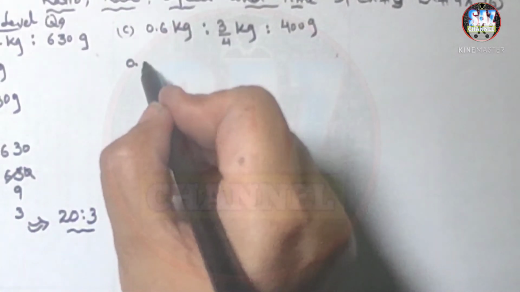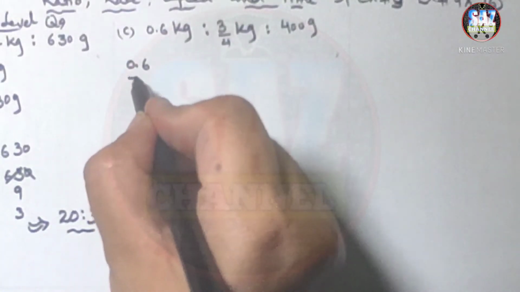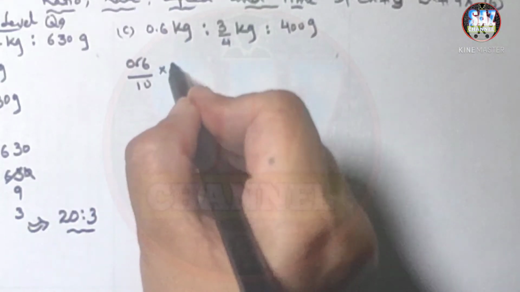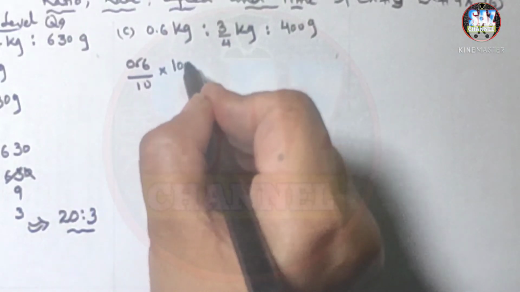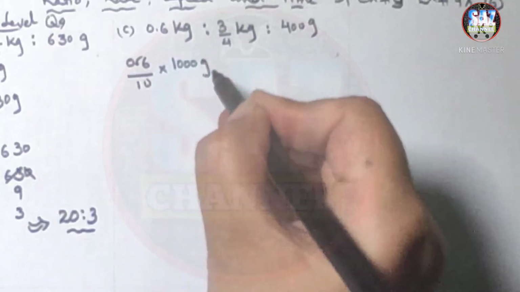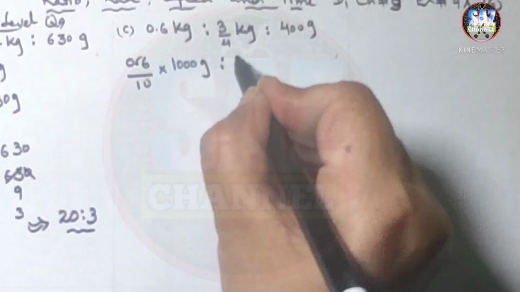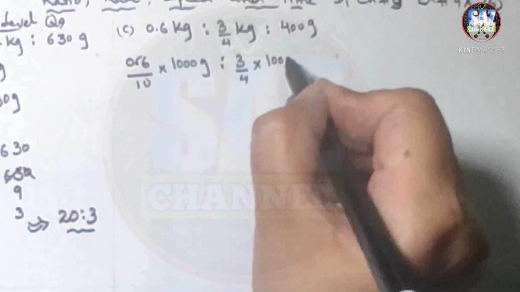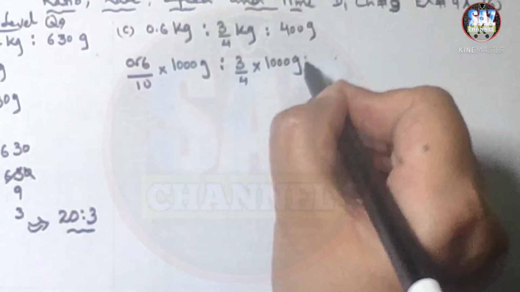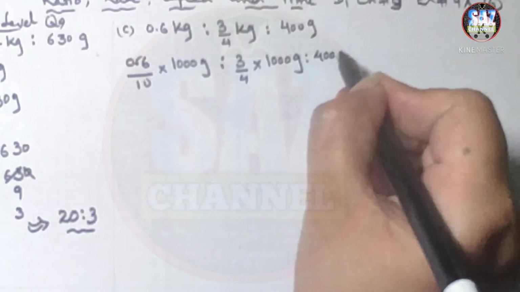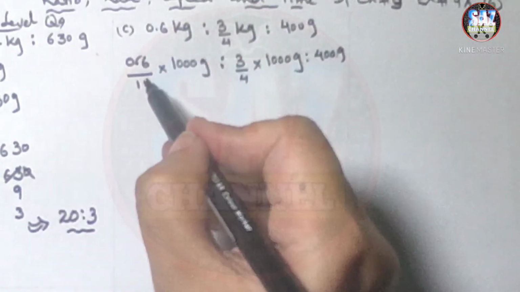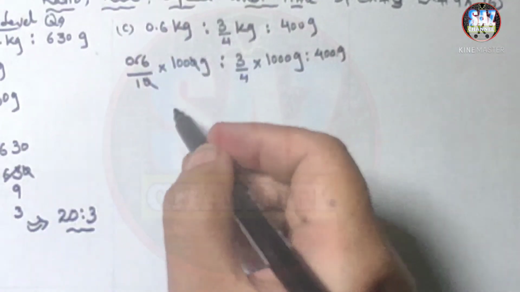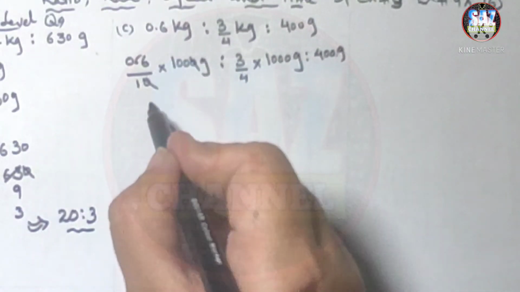0.6. One thing that I'm removing the decimal and I'm converting kgs into grams as well. 1 kg has 1000 grams. Ratio 3/4 multiplied by 1000 grams. Ratio 400 grams. Okay, now look. This 0 goes easily with this and we are left with 600 grams.